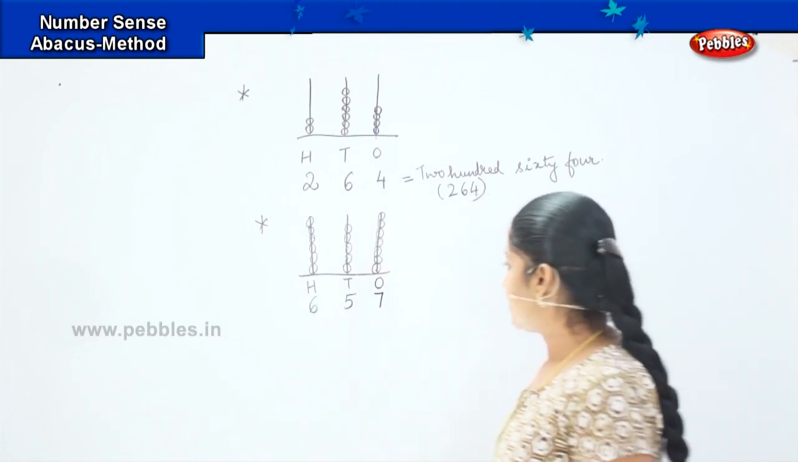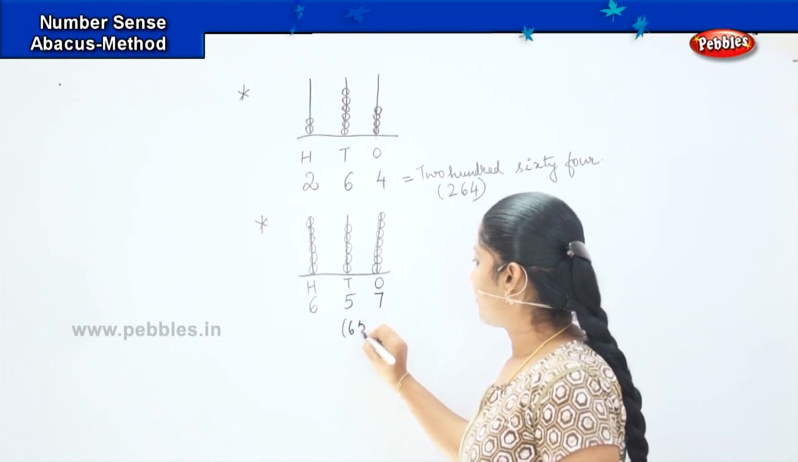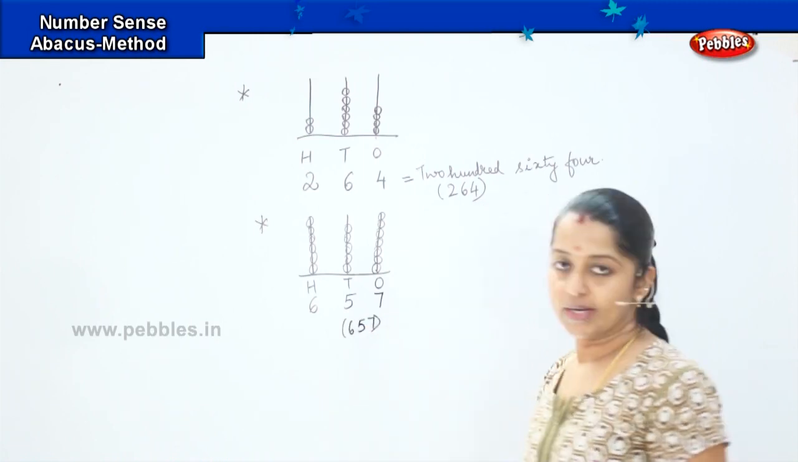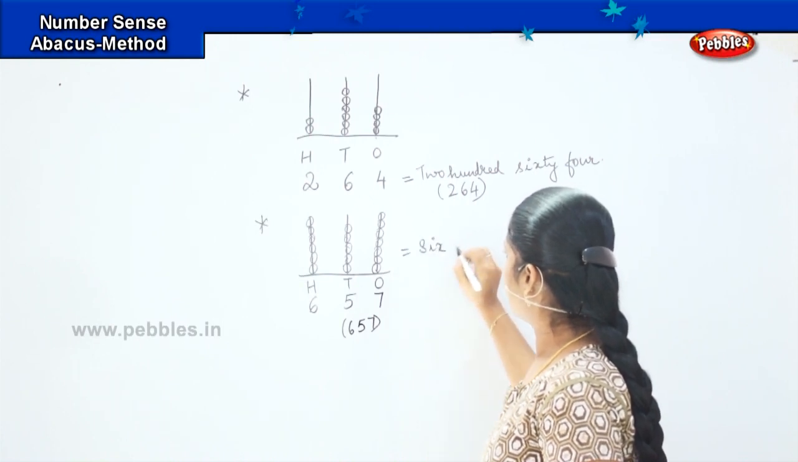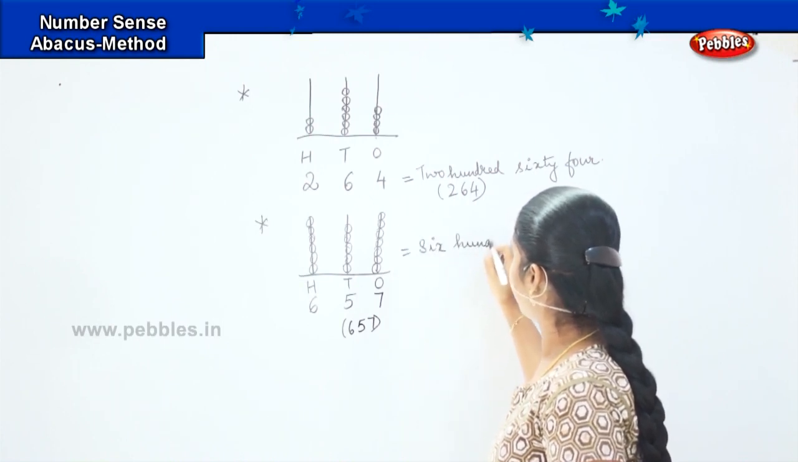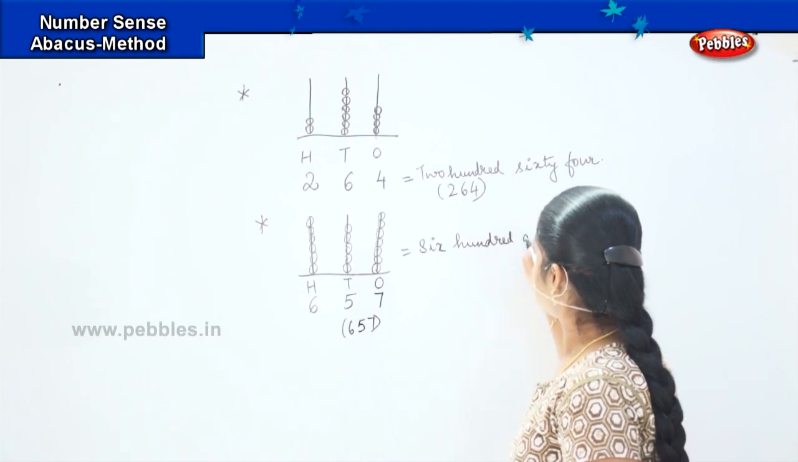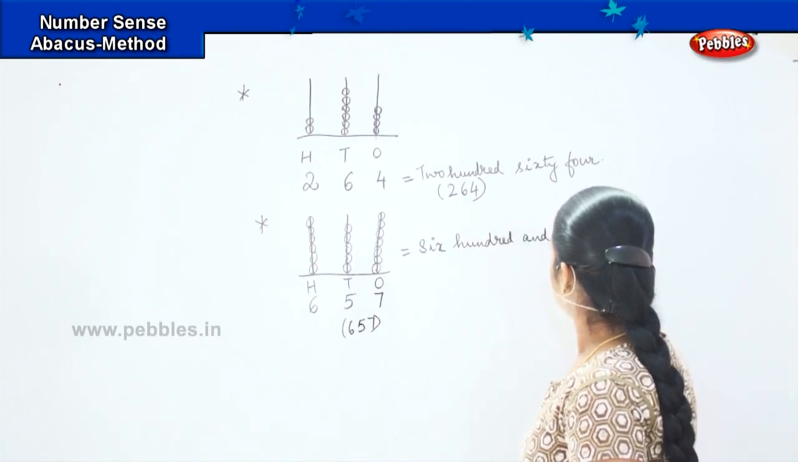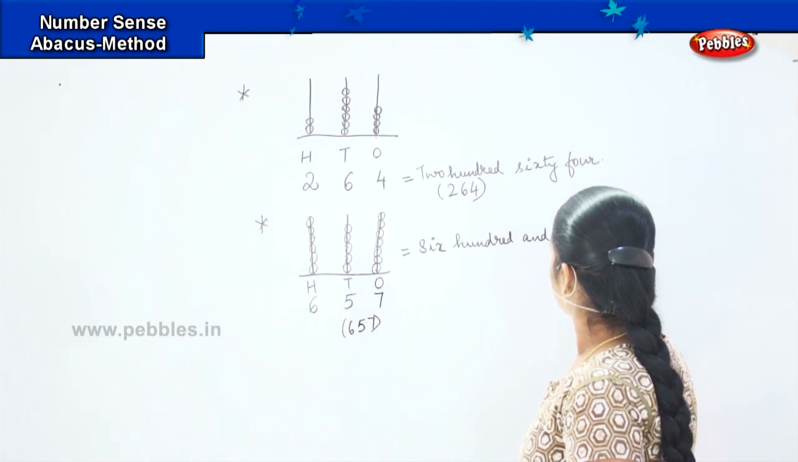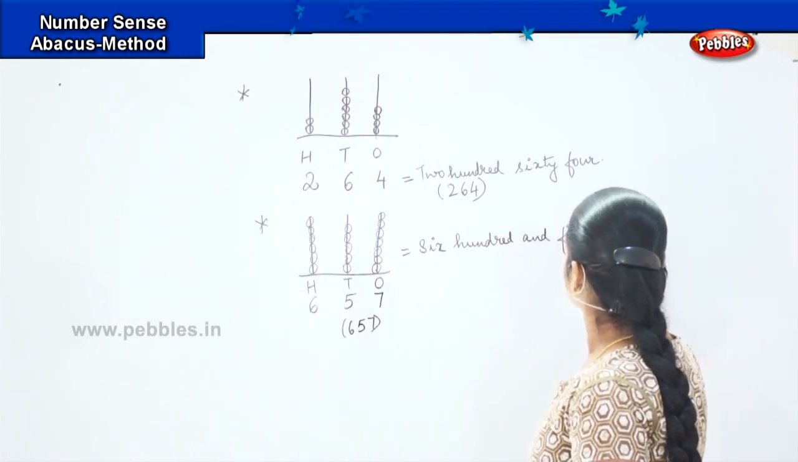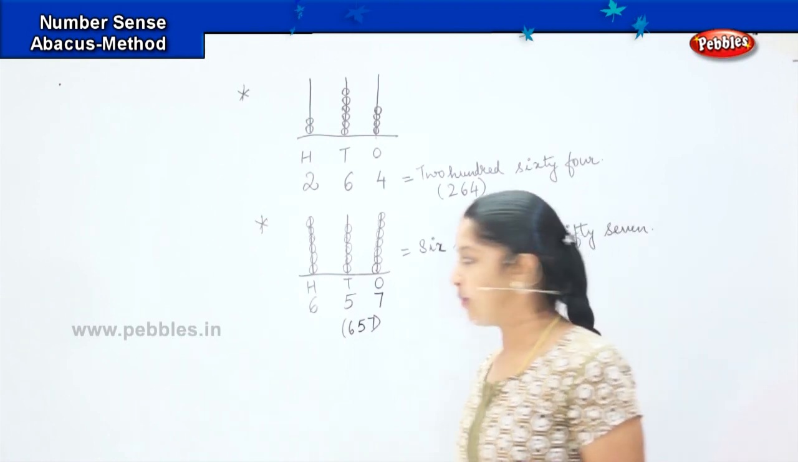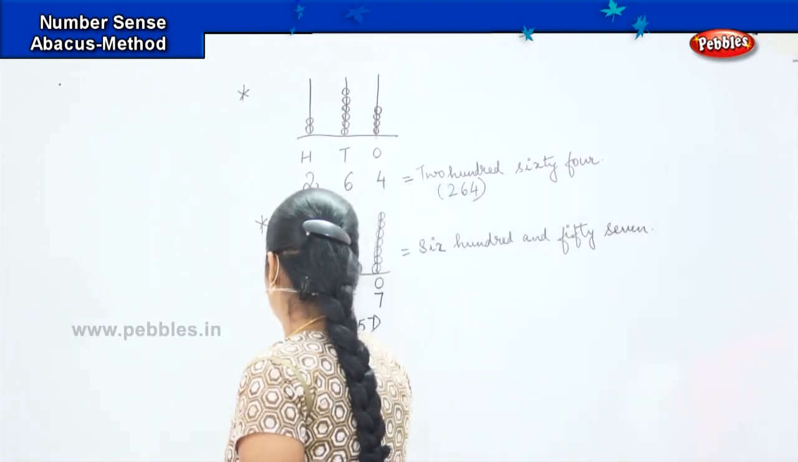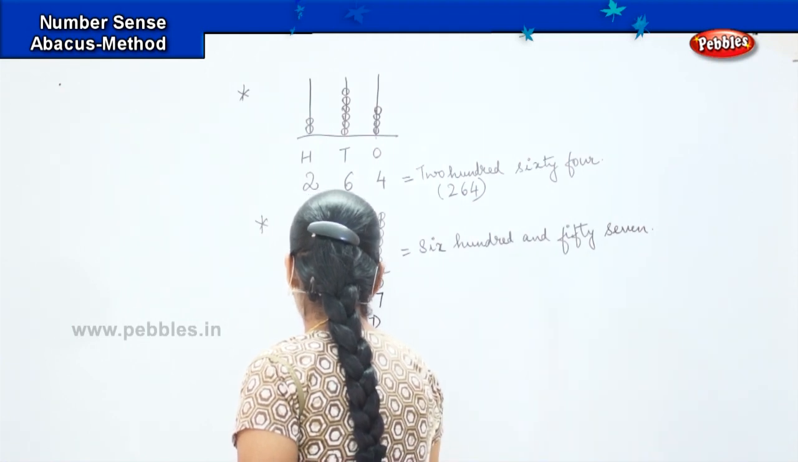So my answer is 657. And how will I write it in number name? I will write it as 657. Got it? Shall we try one more? Okay. So here comes your next set of questions.